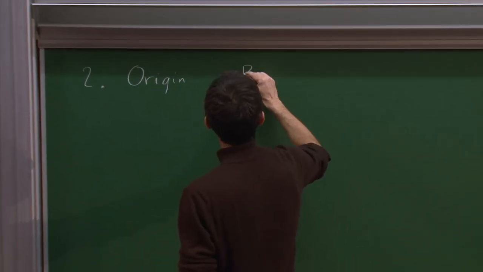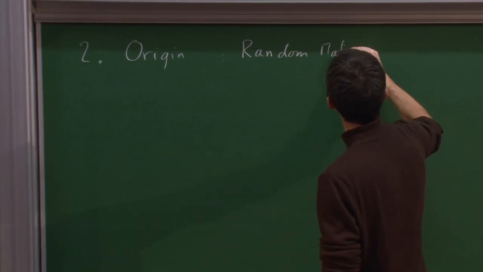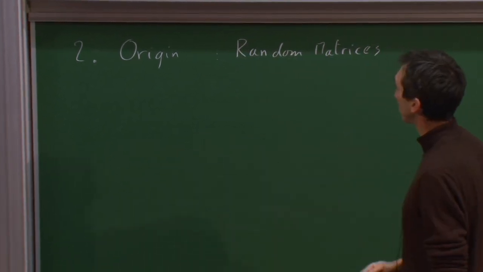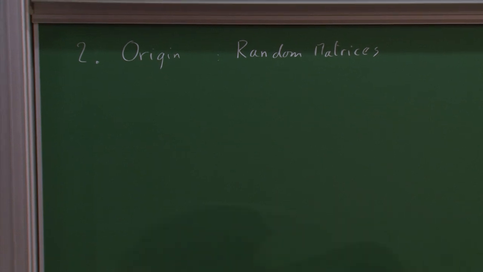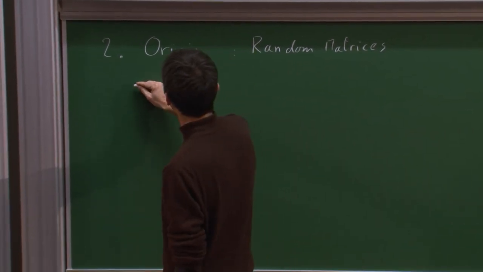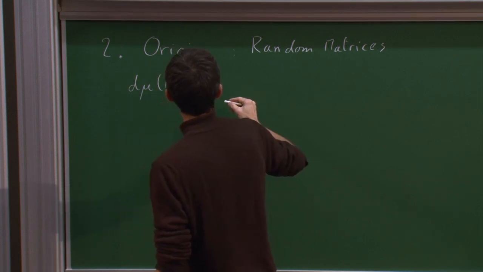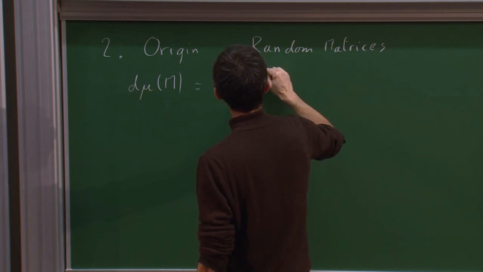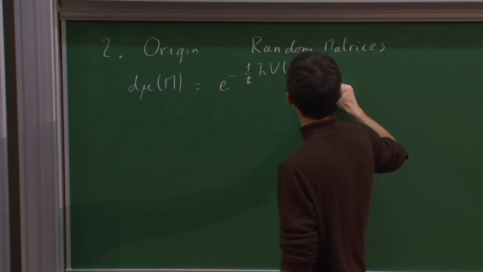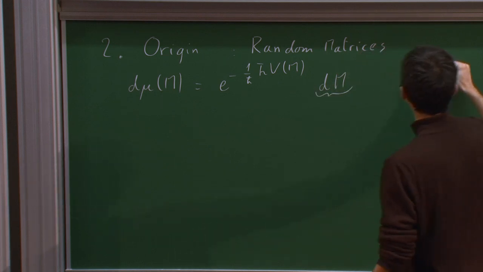It came from random matrix theory. So the reason why we were led to define this topological recursion is because of random matrices. In random matrices, you take a measure d mu of M, typically of the form e to the minus 1 over h bar trace of V of M.